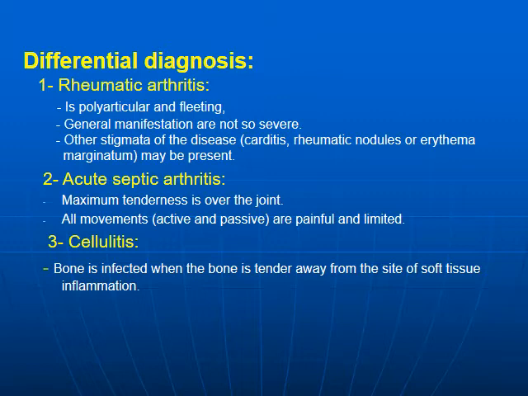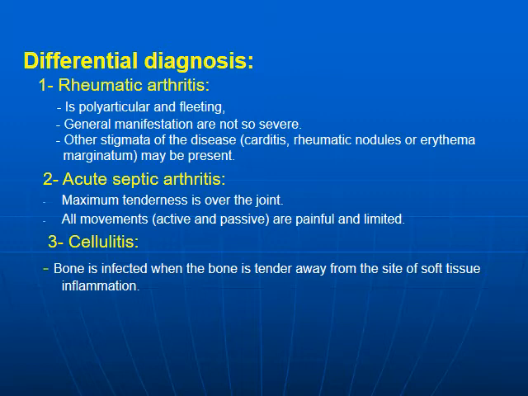Rheumatic arthritis is polyarticular, fleeting, and you will get other stigmata of the disease. With acute hematogenous osteomyelitis, sometimes we get what we call sympathetic effusion of the joint, but it is just a sympathetic effusion. It is not associated with septic arthritis of the nearby joint. So try to find where the maximum tenderness is. Is it over the bone or over the joint? Also, in acute hematogenous osteomyelitis, movement is painful but can be done, but in acute septic arthritis all movements are painful and limited.